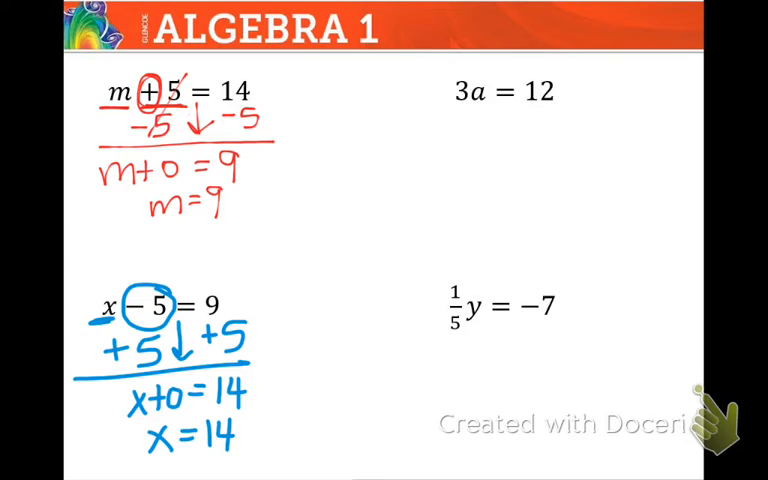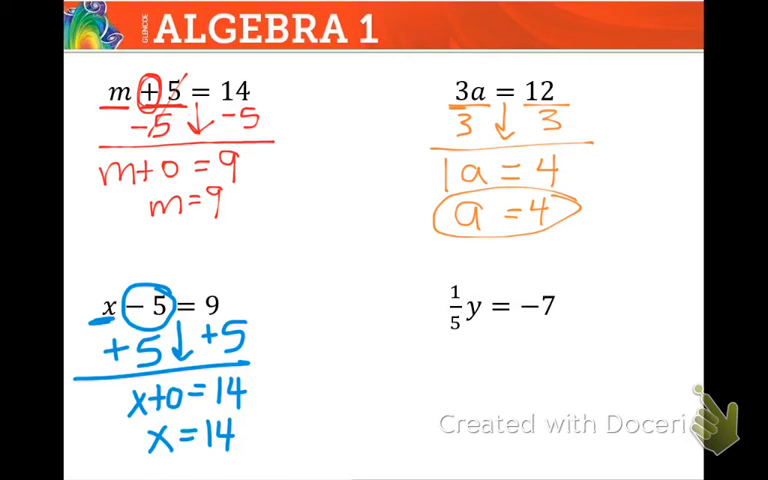So in the one at the top of the next column, I have 3a equals 12. So I need to get rid of 3. Because 3 is written right beside a, it's multiplied. So to get rid of it, I need to divide, and we can write division in a fraction format. So 12 divided by 3 is 4, and 3 divided by 3 is 1. So that leaves me with 1a. And 1a is the same thing as a, so a equals 4.